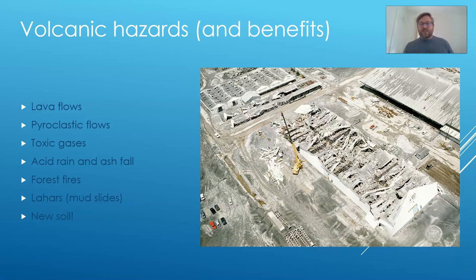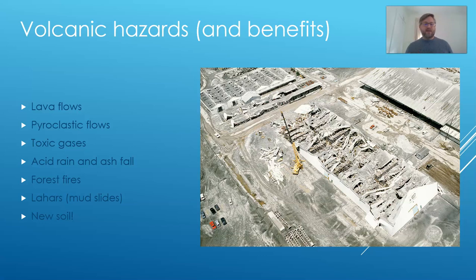Volcanoes can also cause forest fires. There's a lot of heat. That lava is incredibly hot. The pyroclastic flows are incredibly hot, and they can light things on fire. They can start a forest fire. It's one of the sources of a naturally ignited forest fire aside from lightning. And so those forest fires can spread even farther than the materials that are directly coming out of the volcano.